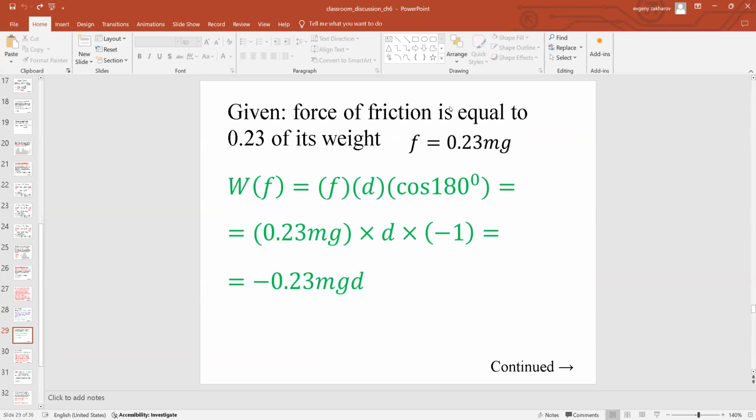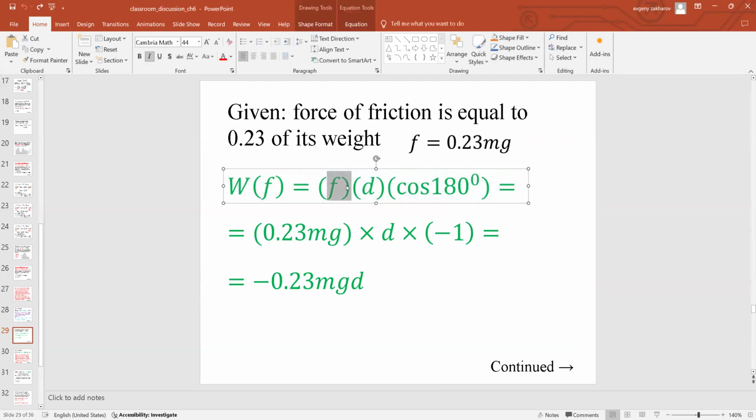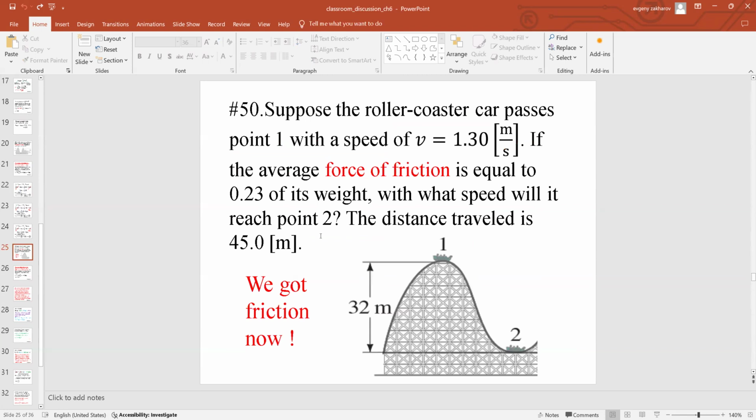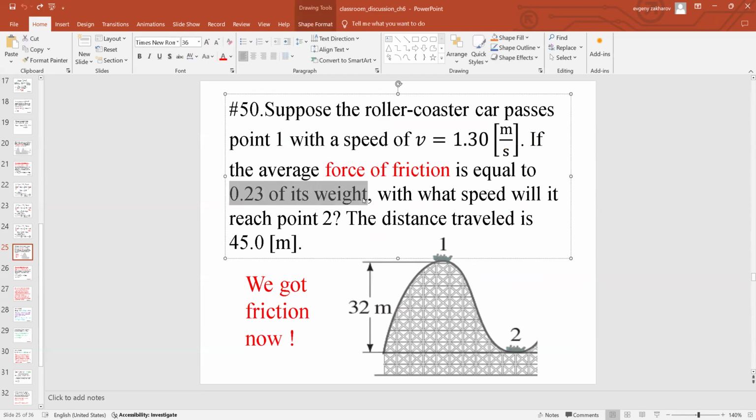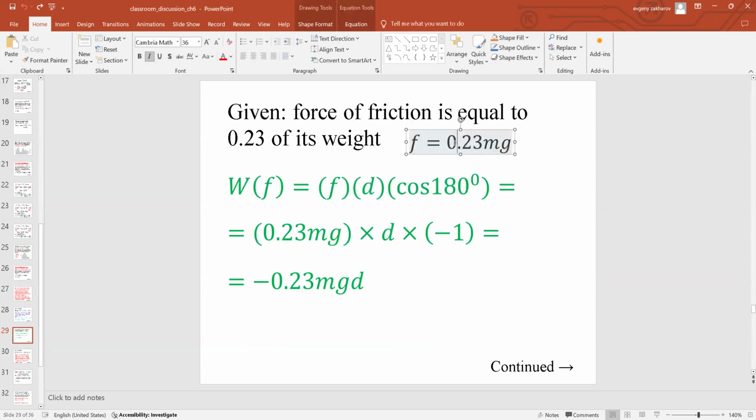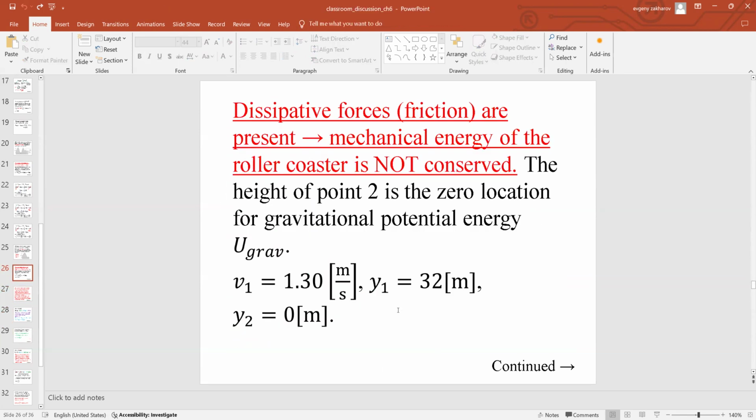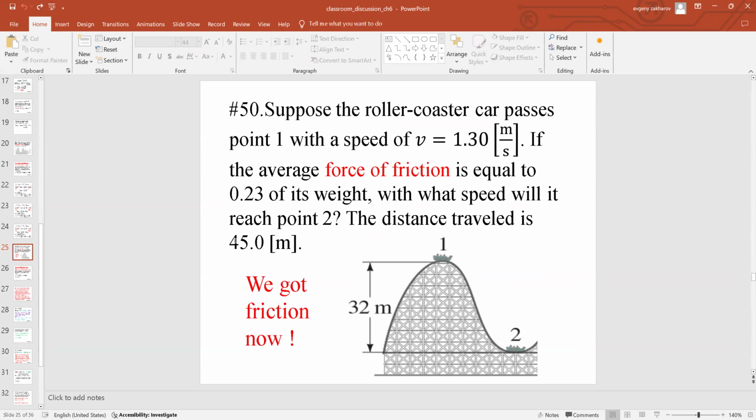Force of friction. Force of friction is doing work as force times displacement times the cosine of angle between. It is given that the force is 0.23 of the gravity. It says specifically that it's 0.23 of its weight. Weight is mg, so 0.23 mg. That's what you get for the force. Displacement is given. Displacement says 45 meters that is traveled.